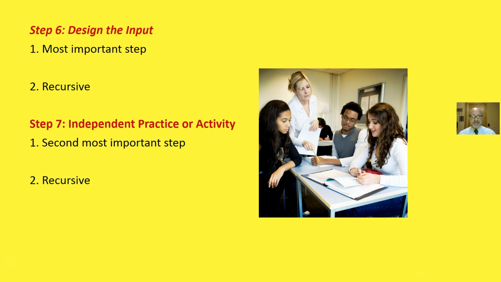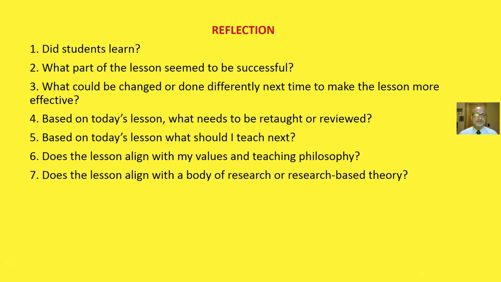And then step 7, the second most important part, is the activity or independent practice. Here's where students do something with the information that you are providing. This is the place where students practice or manipulate or reinforce or apply something that you have taught during the lesson. And again, recursive. Based on what you have here, you may want to add things or redesign the input, assessment, behavior. It is recursive. You get the idea. All right?